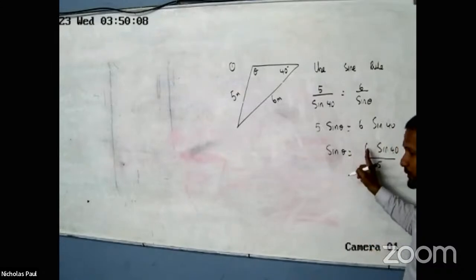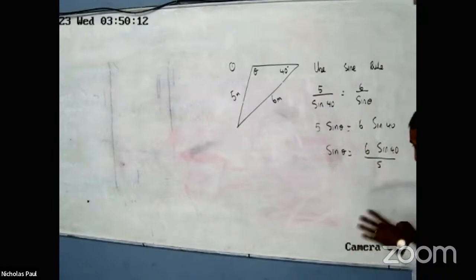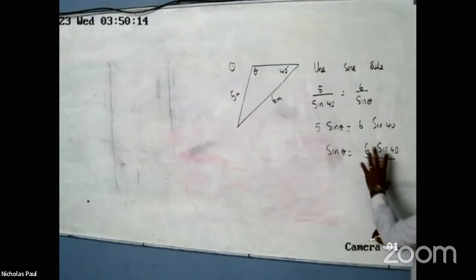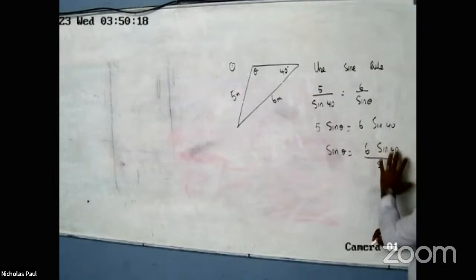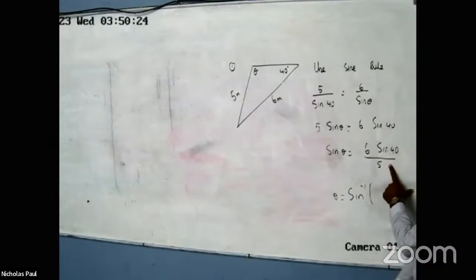Then you carry across sine. If you have a sharp calculator and you want to carry across sine, work this out, then find the sine inverse of it. So for practice, do me a favor now and just work out this one. 6 sine 40 over 5. How much do you get?